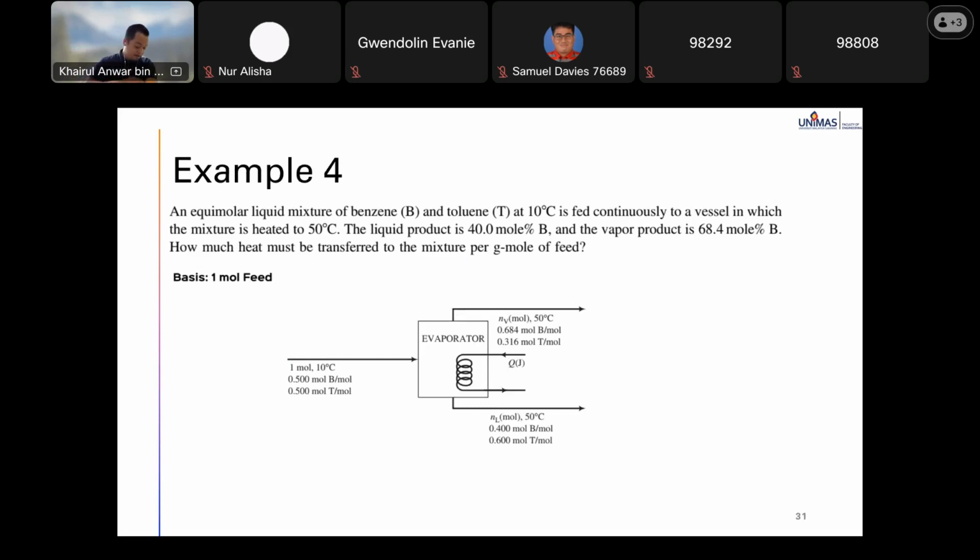So you need to have a property table. Like an equimolar liquid mixture of benzene and toluene, fed continuously to a vessel in which the mixture is heated to 30 degrees C. The liquid product is 14% benzene and the vapor product is 68.1% benzene.